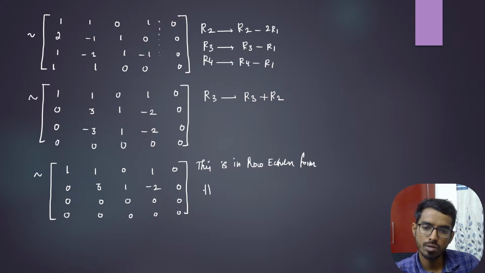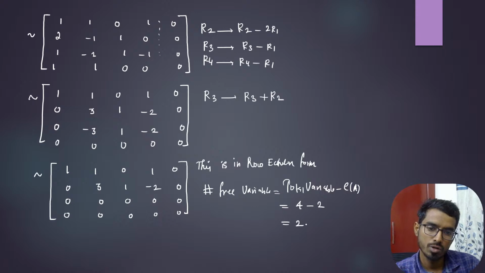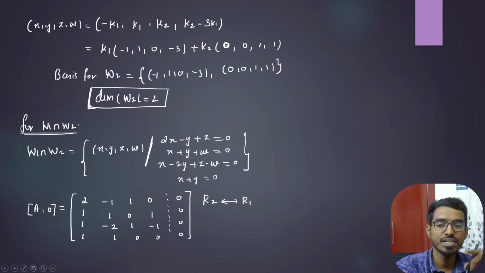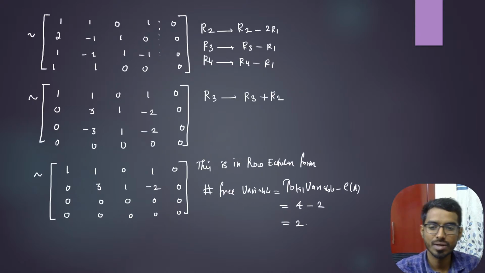And what about the number of free variables? Total variables minus rank of A. Total variables is 4, rank is again 2. Again it has two free variables. That means the dimension of W1 intersection W2 is also equal to 2, right? Let's try to find the solution of all.